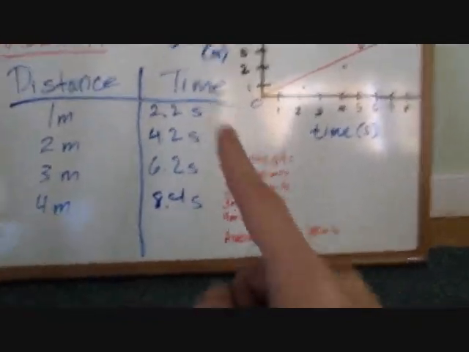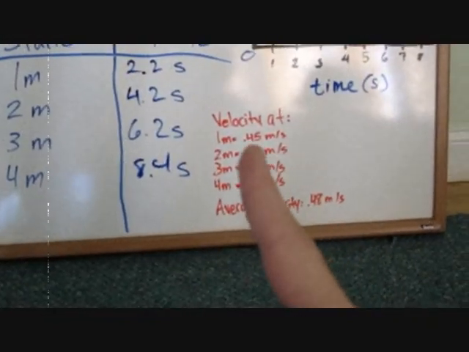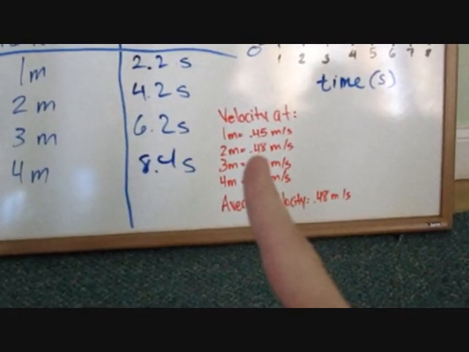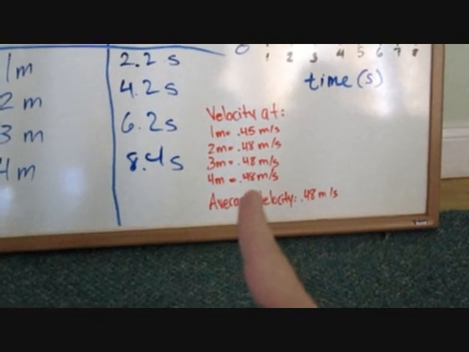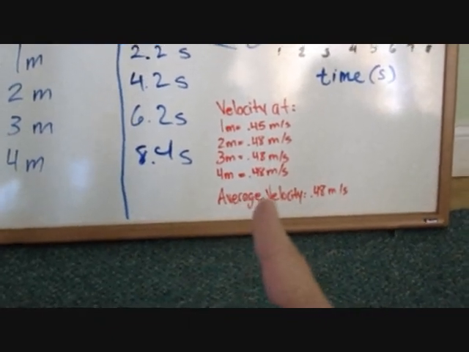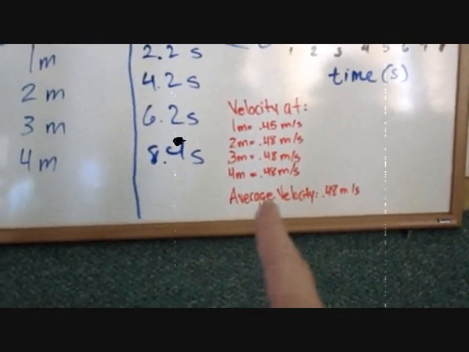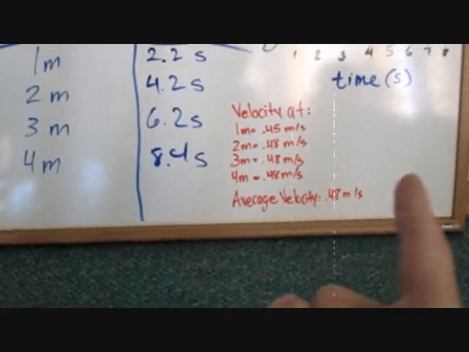Then down here we found the different velocities. At 1 meter it was 0.45 meters per second. At 2 meters it was 0.48. At 3 it was 0.48, and at 4 it was 0.48. So the average velocity was 0.48 meters per second.